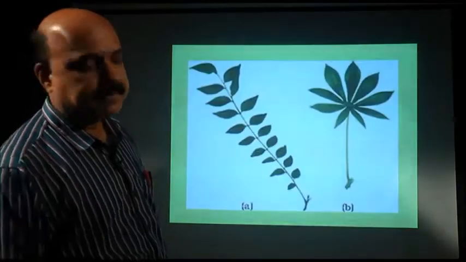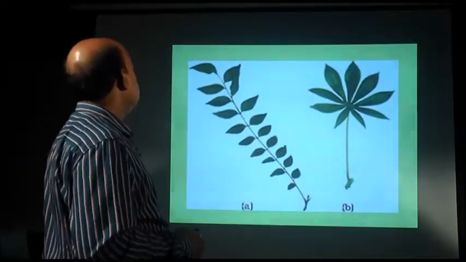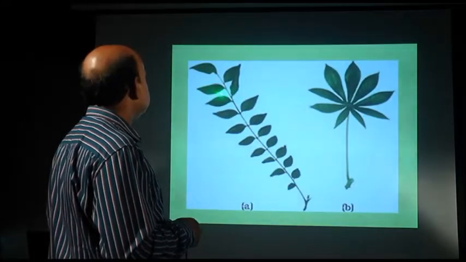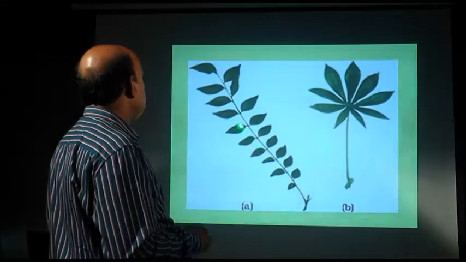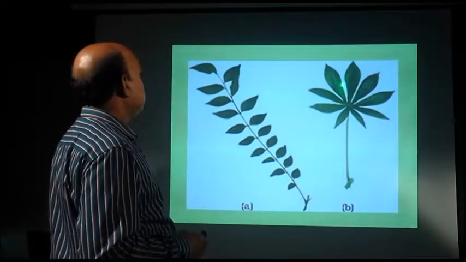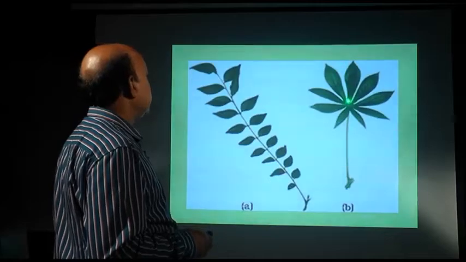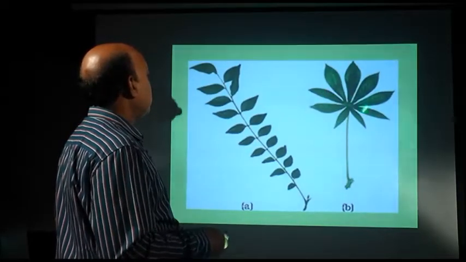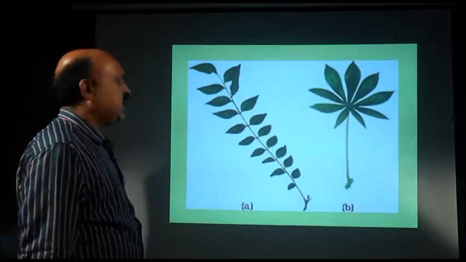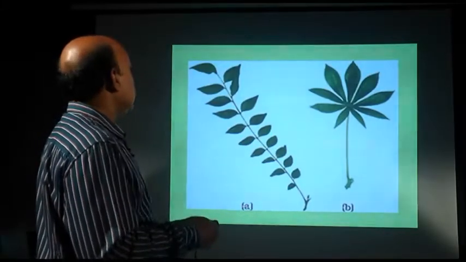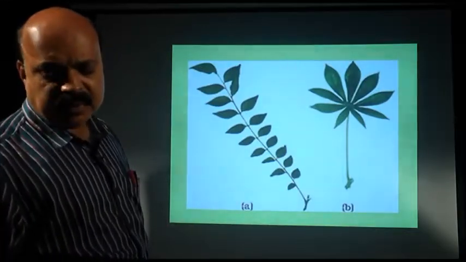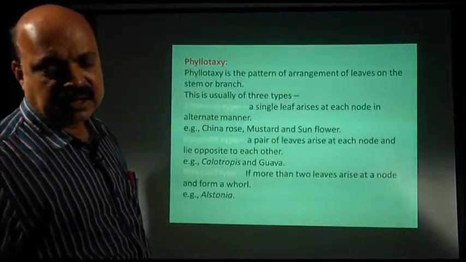So here I told you, the incision starts from margin and continues towards midrib and completely incised. This type of leaf we call pinnately compound leaf. And here the incision starts from margin continues towards leaf base. This type of compound leaf we call palmately compound leaf. So left side is pinnately compound leaf and right side is palmately compound leaf. So palmately compound leaf is found in bombax or silk cotton.